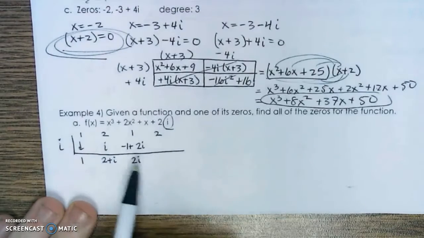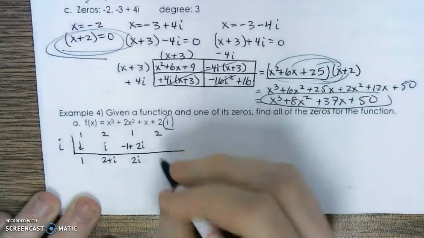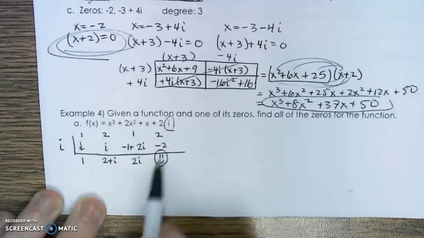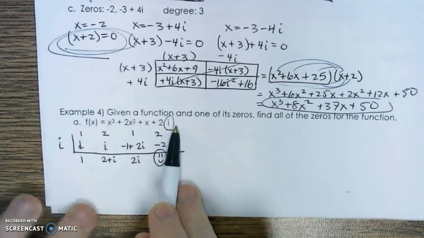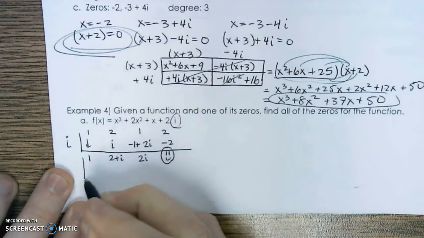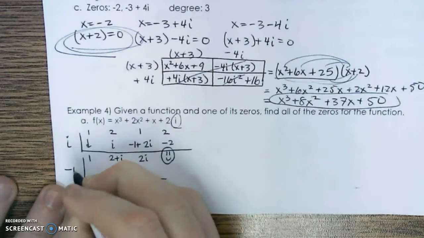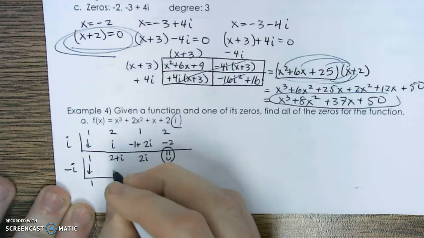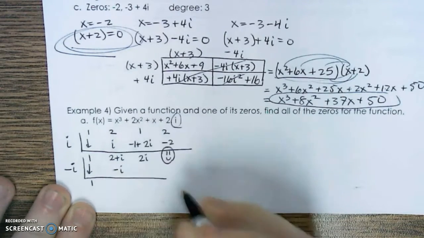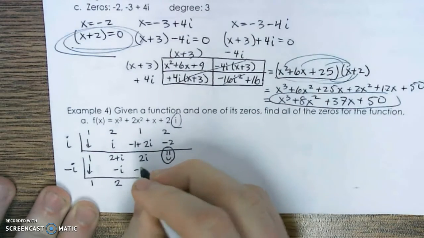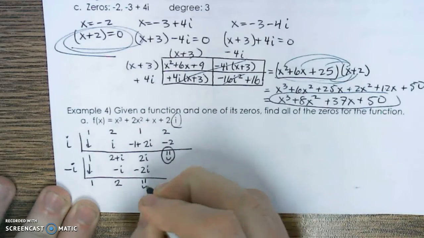And then i times 2i is 2i squared, but the i squared makes it negative 2, and we get remainder 0. So we knew we were going to get remainder 0 because they told me i. We also know the conjugate theorem, that if i goes in, so does the conjugate. So negative i should go in. We bring down the 1, multiply, we get negative i. Add the column, the i's cancel, you get 2. 2 times negative i is negative 2i, and then that makes remainder 0.